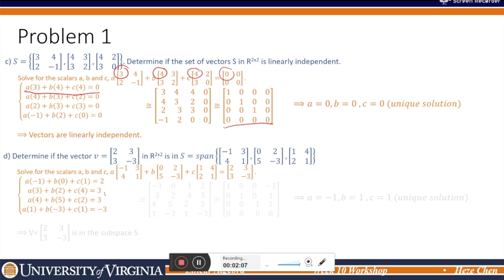For each position in R2×2, we have one equation. Solve for the A, B, and C coefficients in the augmented matrix form. We get the solution A is equal to -1, B is equal to 1, C is equal to 1. Thus, the v vector is in the subspace S.